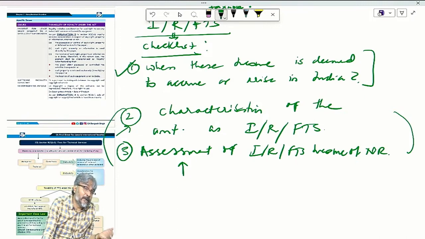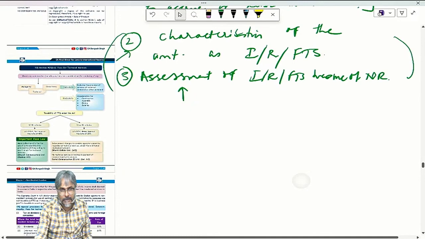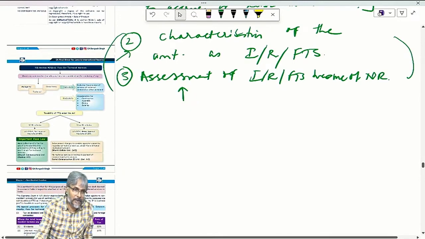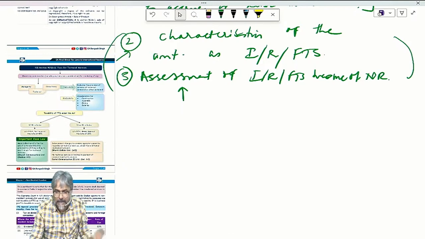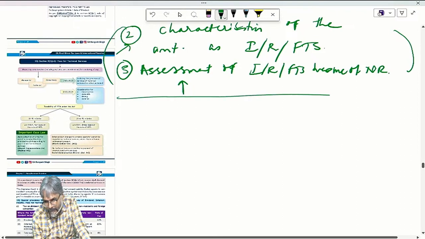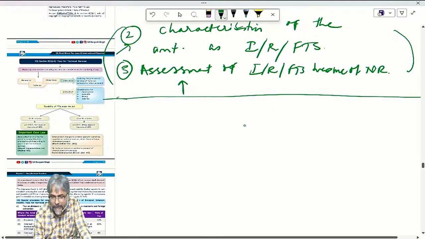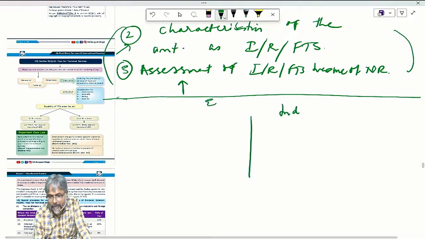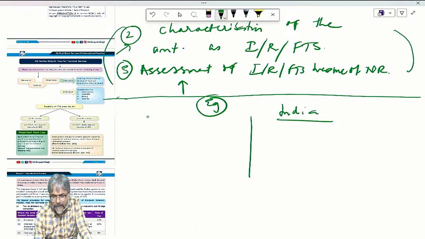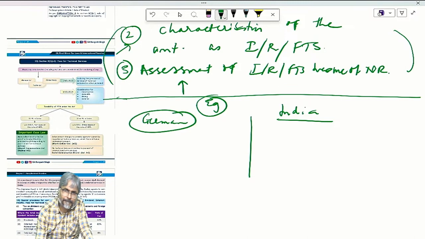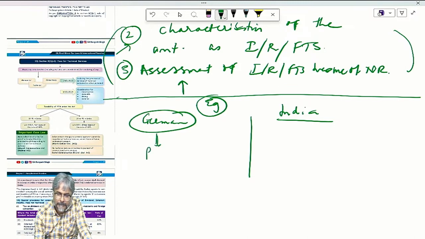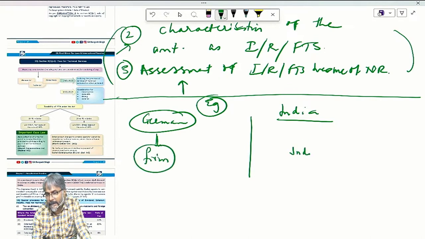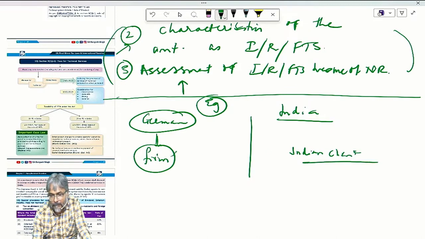Just because you have written something on interest, royalty and FTS does not mean that you will get some marks. You need to be as relevant as possible, as precise as possible in your answer. So from your clutter of knowledge, you need to be very precise about what the question is, and this is the answer. Now, students, if you see very carefully, one question I'm giving you. This was a German firm, just an example. This is the Indian client. They provided services which were technical in nature to the Indian client.